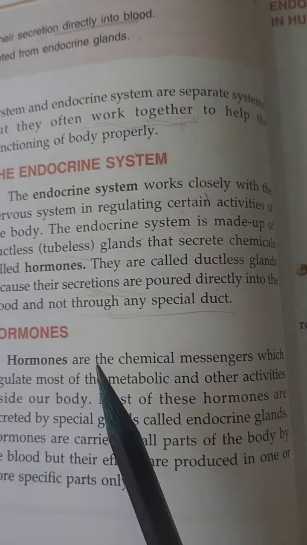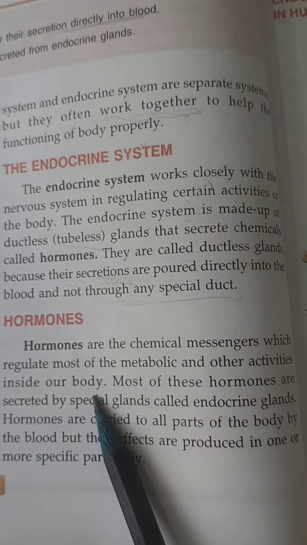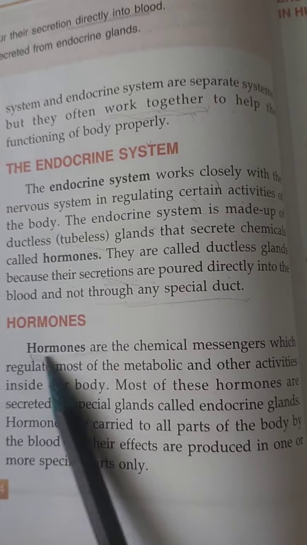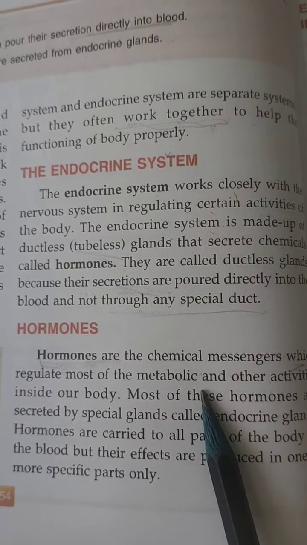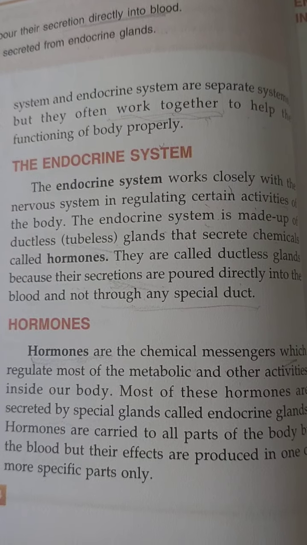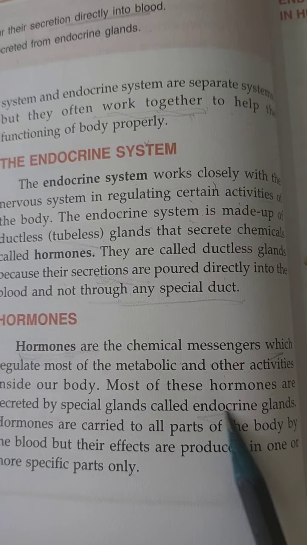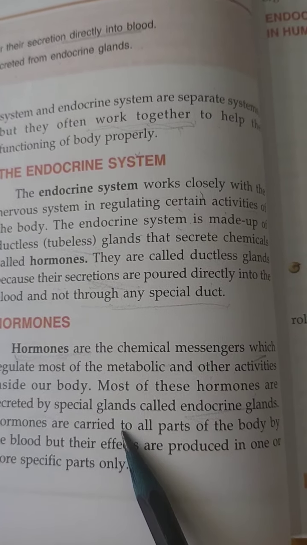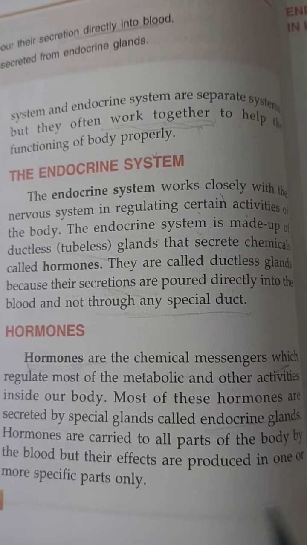Now what are hormones? Hormones are chemical messengers which regulate most of the metabolic and other activities inside our body. Who regulates the different metabolic activities? Hormones do. Most of these hormones are secreted by special glands called endocrine glands, and hormones are carried to all parts of the body by the blood, but their effects are produced in one or more specific parts only.